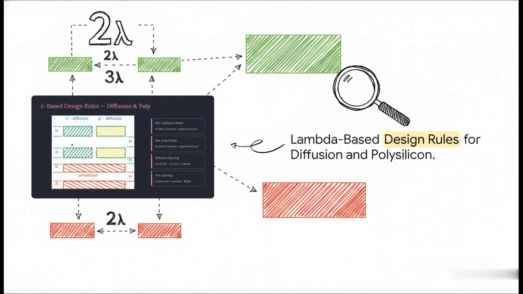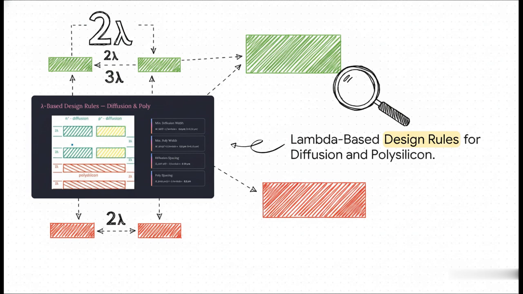Let's break down exactly how these lambda rules dictate the layout. We have the design rules for our foundational diffusion layers, the green and yellow, and our polysilicon gate layer, the red. Notice the math here. The minimum width for both a diffusion trace and a poly trace is strictly set to 2 lambda.